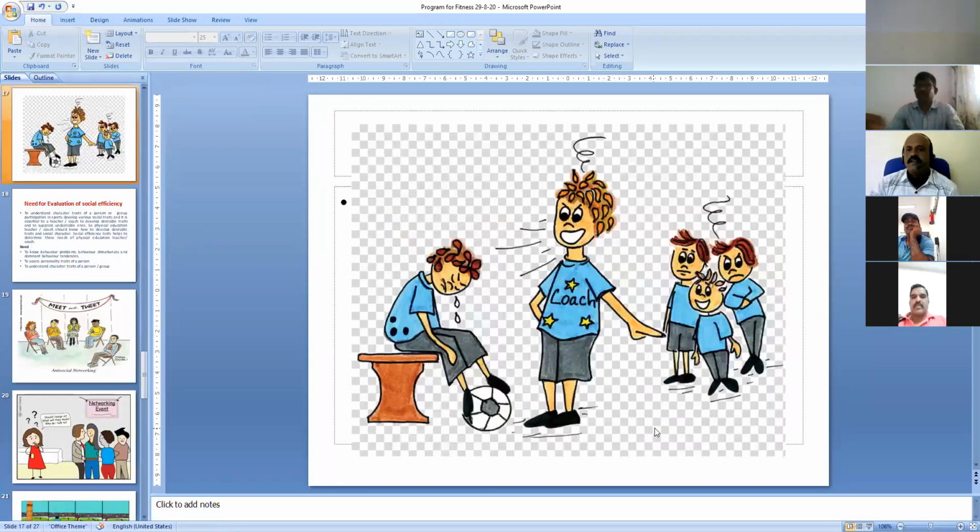And here comes a situation similar to our sports situation. If you are forcing a person to go inside and play in a group, if he is not comfortable to play with them, and he is finding it difficult to mingle with them, there also you need this test to understand these aspects, to understand that student better, so that you can guide him and you can involve him in the sports activity.